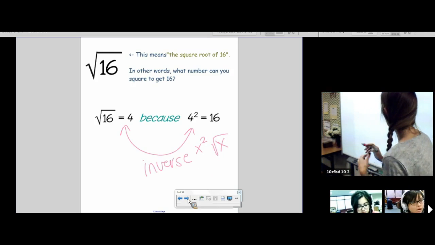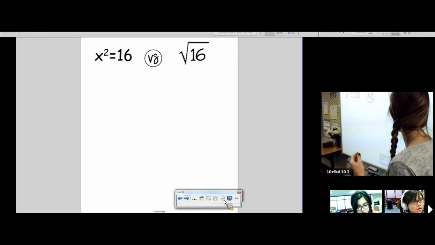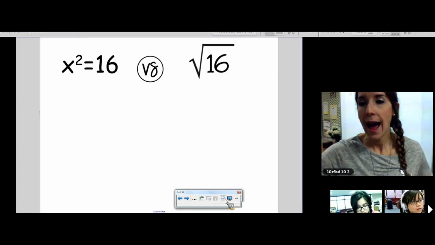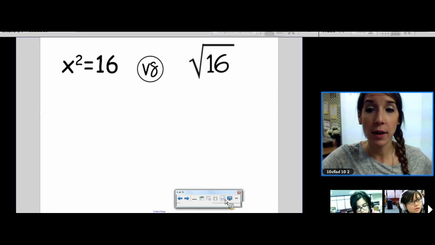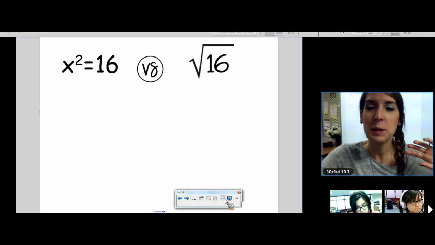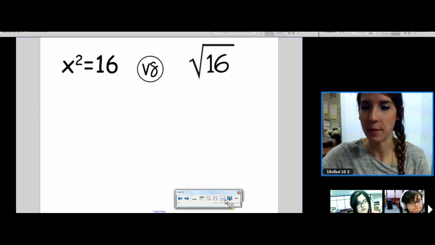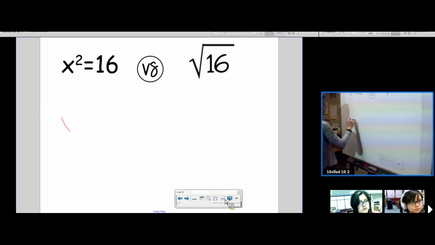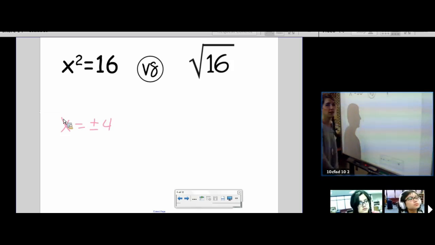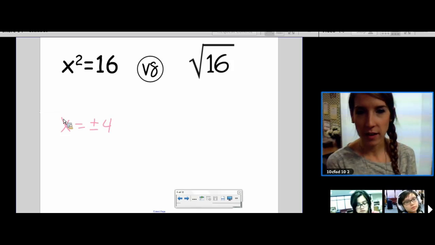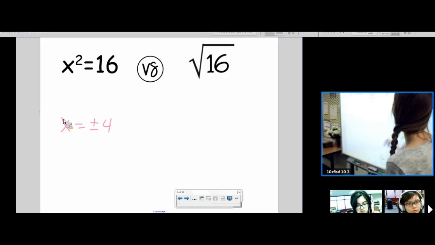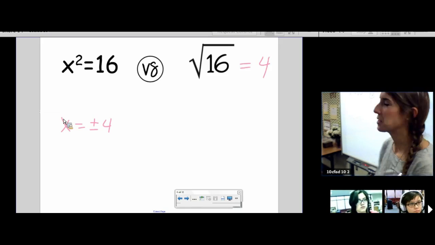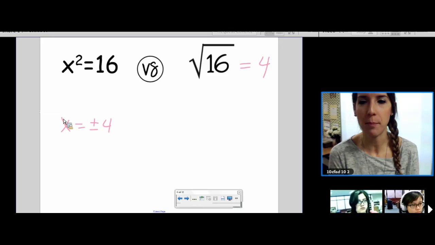Now, a lot of times my students ask me this. How are these two different? X squared equals 16 versus the square root of 16. Now, this is what a lot of students forget to do, but you guys are better about it. You guys are good about this. X squared equals 16, the solution to that is X is plus or minus 4. But then my students really get worried about this, and they're like, how come the square root of 16 is just 4? What happened to the plus or minus?